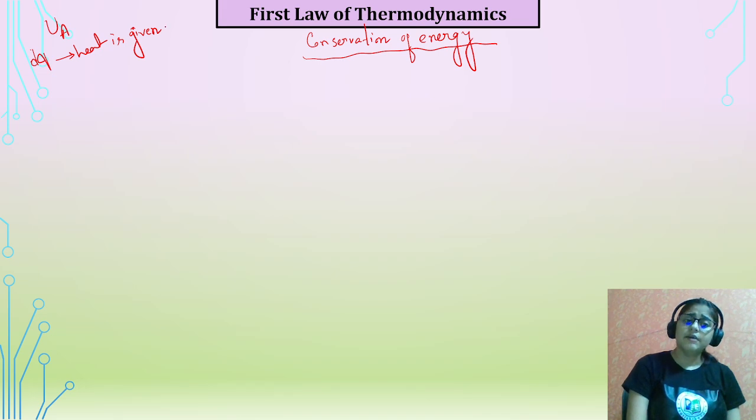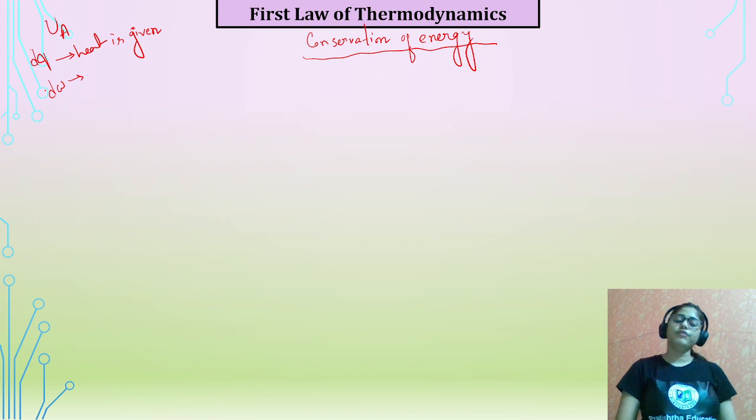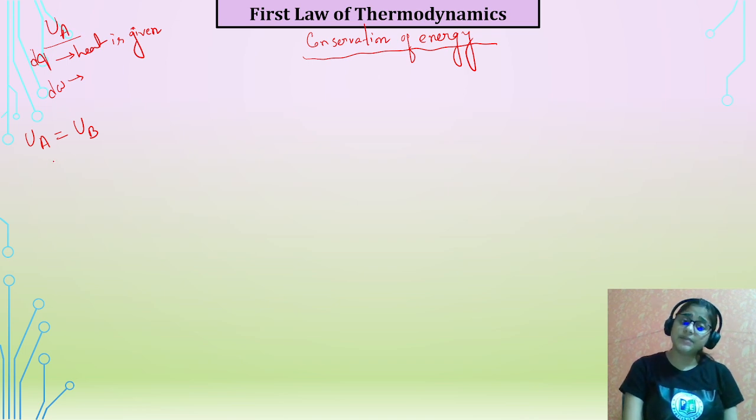Then let's say after giving the heat, the system will do some work. The work will be done by the system or on the system. So some amount of work is there. Then UA will not be equal to UB, because now the internal energy will be changed and we know the energy is conserved.